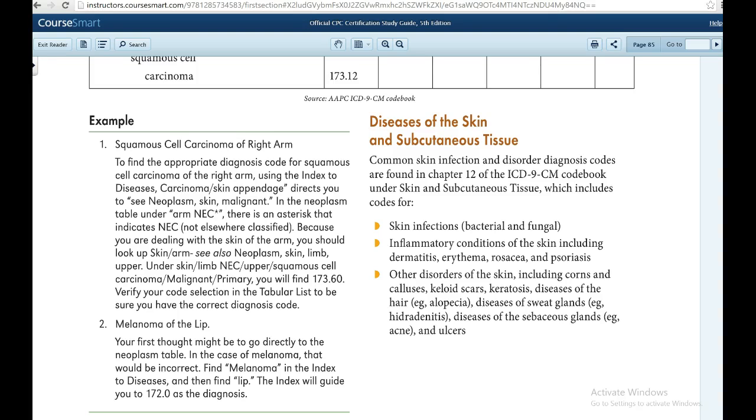The next thing, there are some diseases of the skin and subcutaneous tissue. The skin infections can be either bacterial or fungal. Inflammatory conditions of the skin include dermatitis, erythema, rosacea, and psoriasis. Other disorders of the skin include corns, calluses, keloid scars, keratosis, diseases of the hair such as alopecia, diseases of the sweat glands such as hidradenitis, diseases of the sebaceous glands such as acne, and then you can have ulcers.